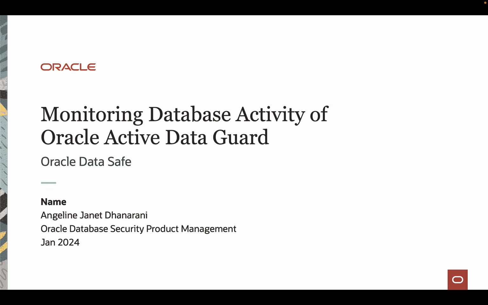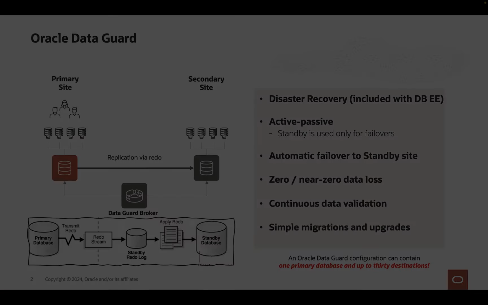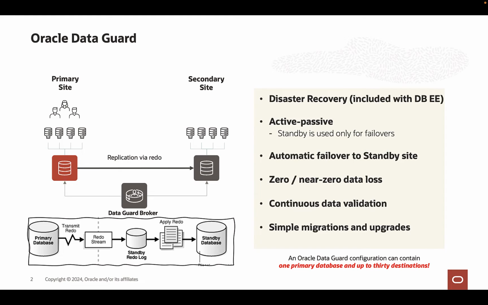In this video, let's look into how you can monitor database activity for Active Data Guard configurations of Oracle Database in Data Safe. Oracle Data Guard ensures high availability, data protection, and disaster recovery for enterprise data. During normal operations, Data Guard replicates transactions from primary to the standby site via redo, keeping both databases exactly in sync. If the production database becomes unavailable, Data Guard can switch any standby database to the primary role, minimizing the downtime associated with the outage.